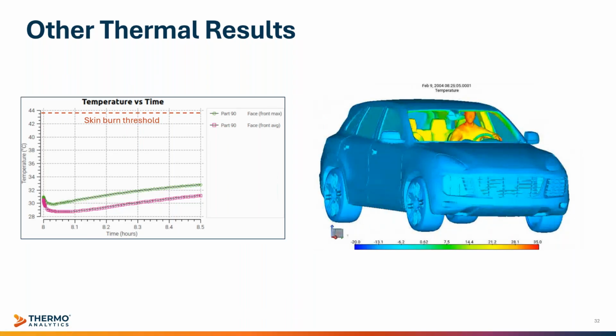Another nice thing you can get out of TAITherm is animations of the thermal results. On the right-hand side, I have an animation of the temperatures over a 30-minute heat up. You can also make animations for human comfort, imported H&T values from CFD, radiation relations, any of those main thermal results that you see in TAITherm.